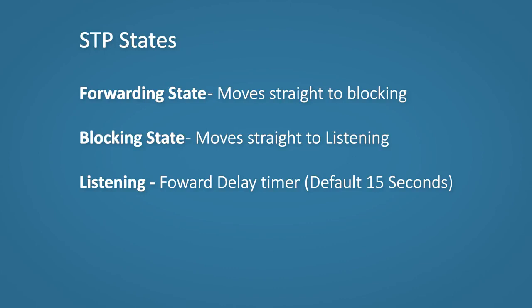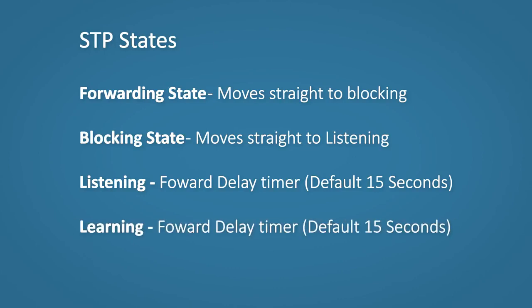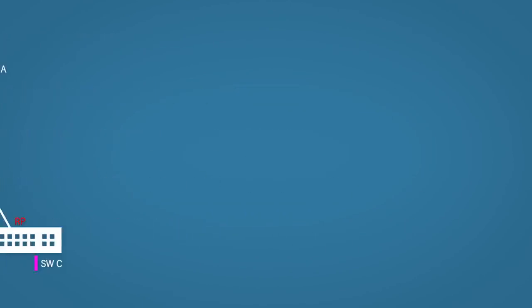After 15 seconds, it enters the learning state. This is where the switch starts to learn MAC addresses. Again, it's held in this state for the forward delay, which is 15 seconds. After this, the port can then move to a forwarding state. So do you see the problem here? Let's take a closer look.